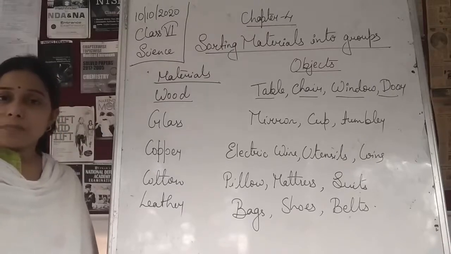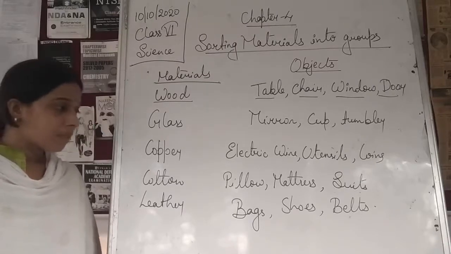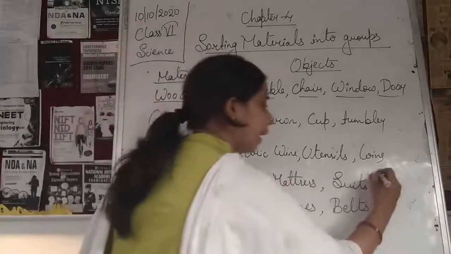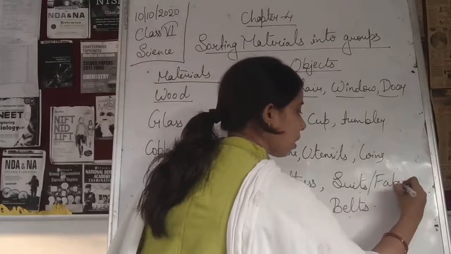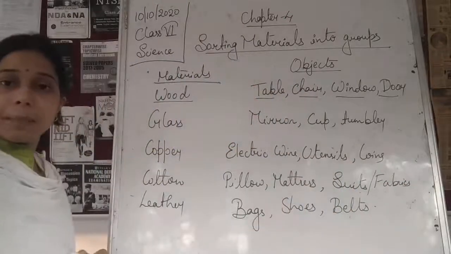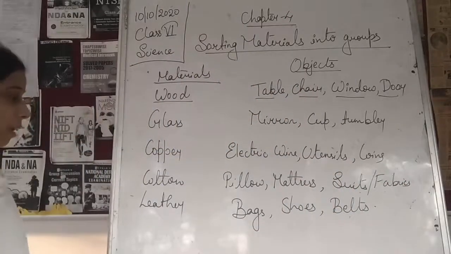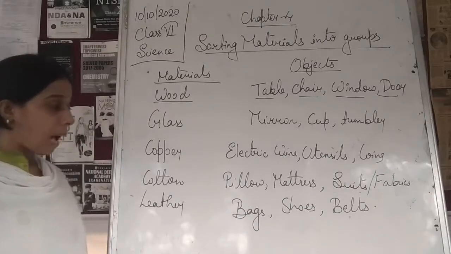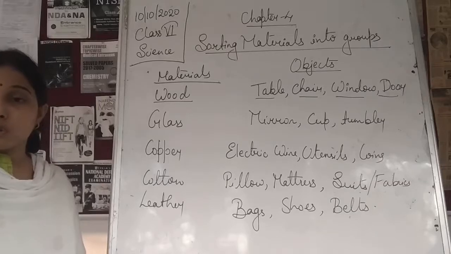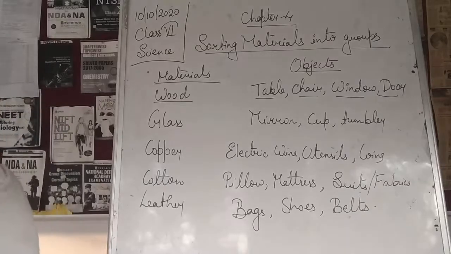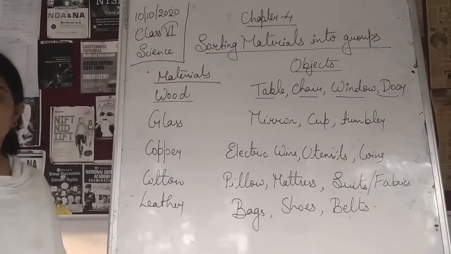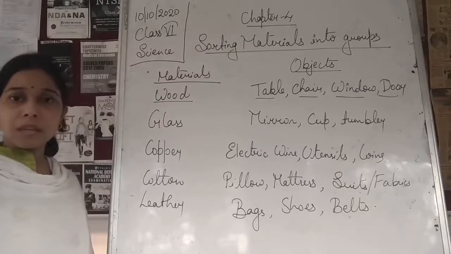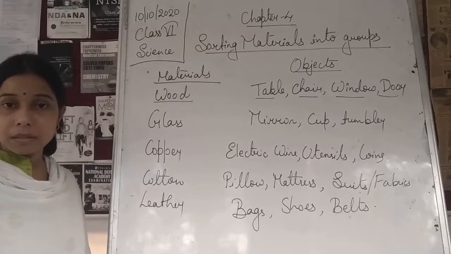Then cotton, pillows are there, mattresses are there. I have written suit. In place of that you can write any kind of fabrics made up of cotton. Leather, bags are there. Leather is used for making bags, shoes, and also belts, as well as sofas also. So there are a lot of uses of leather.